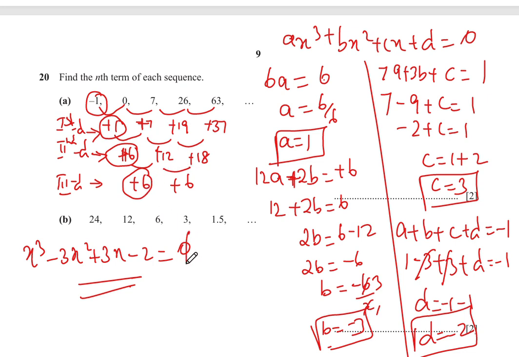So this is the nth term. We can write Tn is equals to x cube minus 3x square plus 3x minus 2. That is the nth term of this. I hope you can understand that. And I will rub that out and do the B problem here.